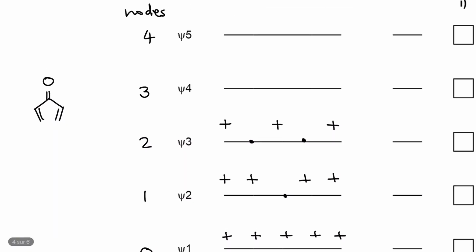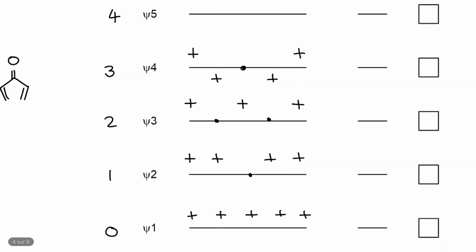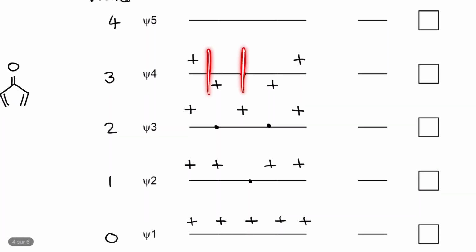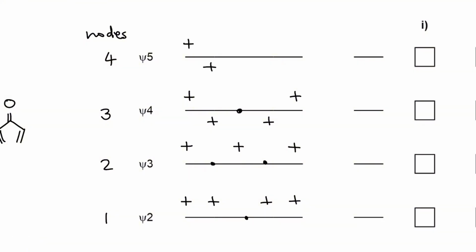Then psi4, which has 3 nodes, you just repeat the same thing, but turn the plus sign so that it is out of phase with each other. There you go, that's 3 nodes: 1, 2, 3. And for the last one, you just alternate the p orbitals. Sorry, not 5 nodes, 4 nodes: 1, 2, 3, 4. Good.